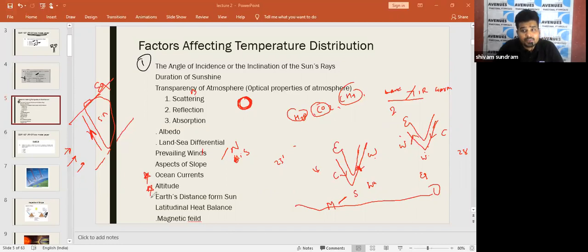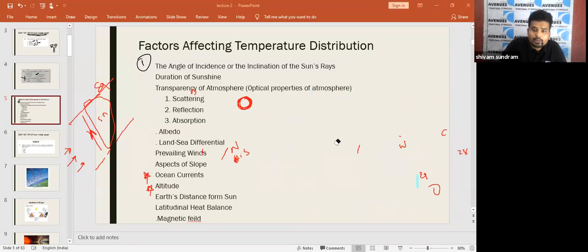Now Earth's distance from the sun. According to Kepler's law, we know that our Earth revolves around the sun in an elliptical orbit, and that elliptical orbit has two foci. Of those two foci, the sun is always at one of the two. Let's take an image. So these are the two foci, F1 and F2. Suppose sun is over here and Earth is over here. Earth is over here, Earth is over here.